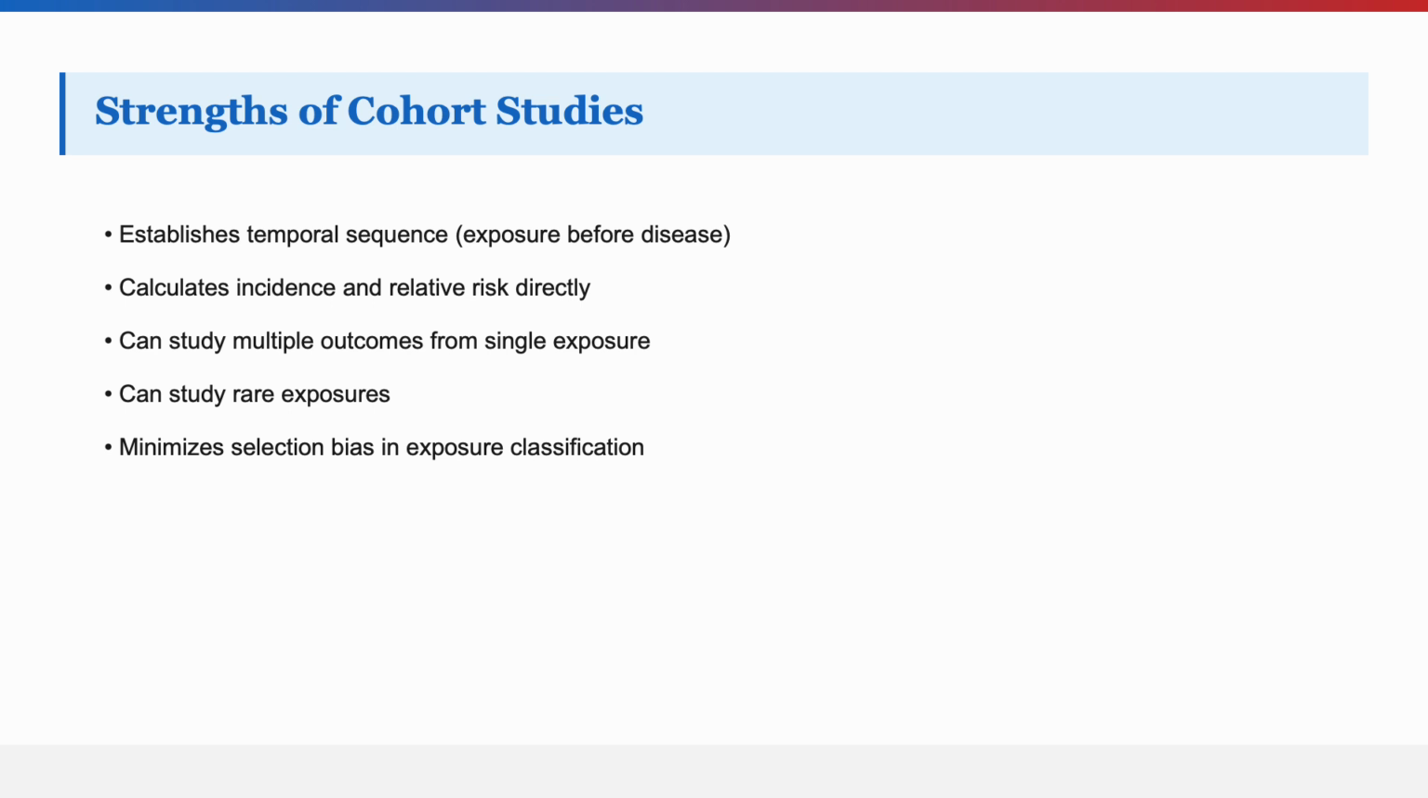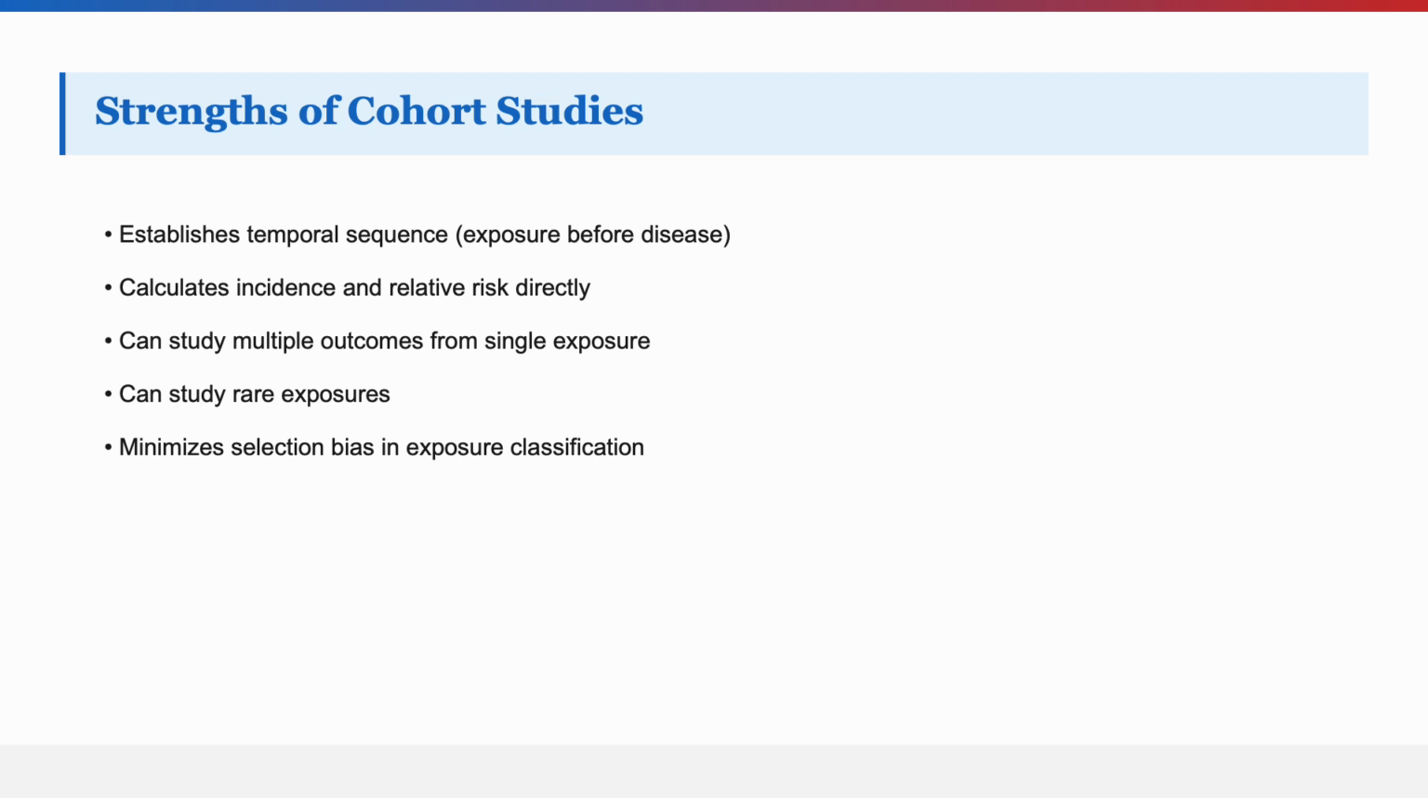A single cohort study can examine multiple outcomes. You've enrolled participants and classified their smoking status, now you can assess lung cancer, heart disease, stroke, COPD, all from the same exposure data. This efficiency is valuable. Cohort studies work well for rare exposures. If you're studying occupational exposure to a rare chemical, you can enroll everyone exposed and follow them. A case control study would struggle to find enough exposed cases.